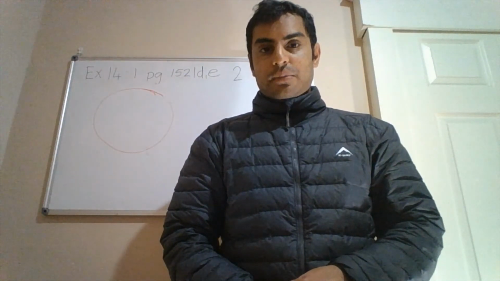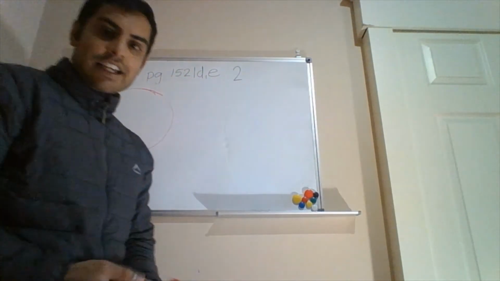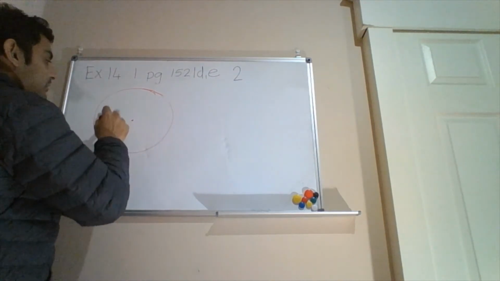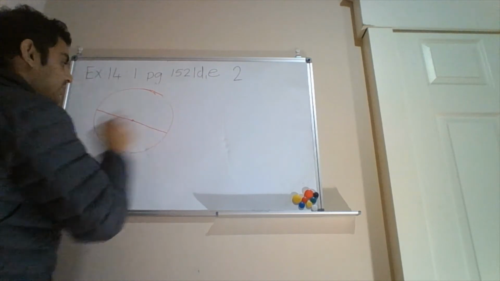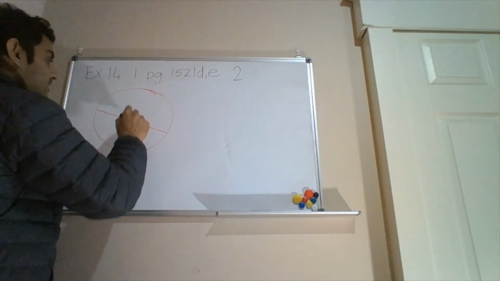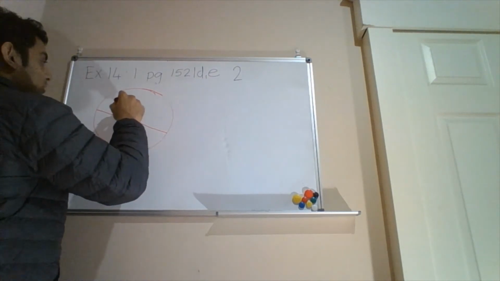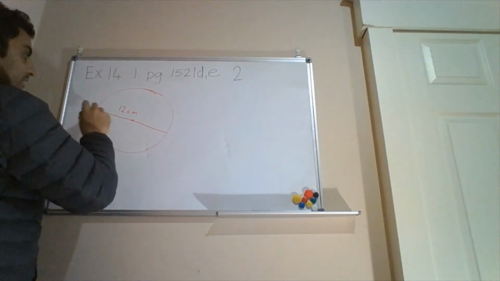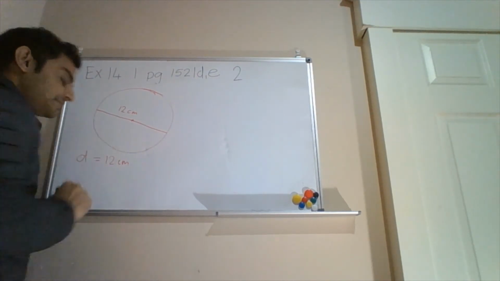The only way they can trick us when doing circle problems is if they don't give us the radius, but instead give us the diameter. So if you remember, diameter is the line from one side of the circle to the other, and it passes through the center. I'm going to let the diameter be 12 centimeters in this case. So the length of this line, diameter, is 12 centimeters.